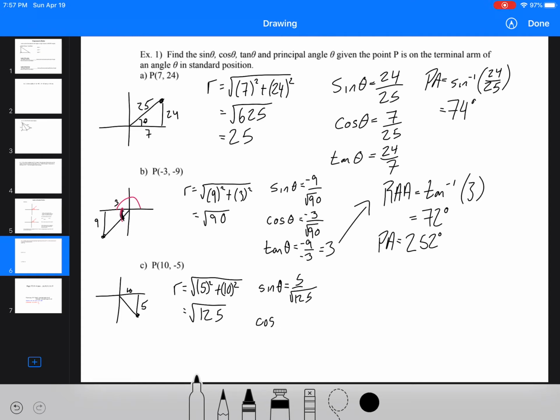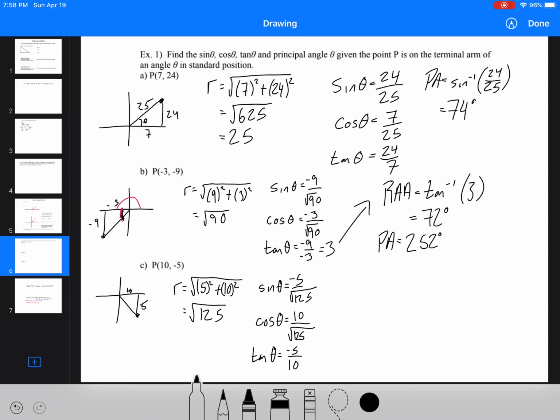So sine theta is going to be 5 over root 125. Cos theta is going to be 10 over root 125. And tan theta is going to be 5 over 10, or 1/2.